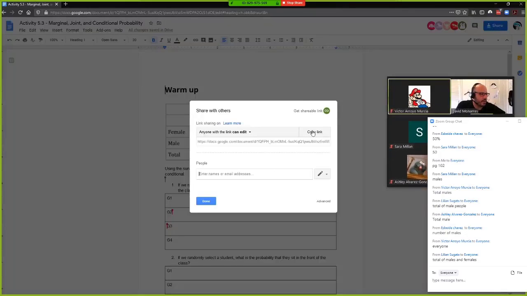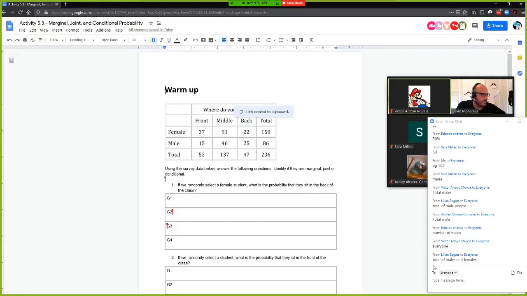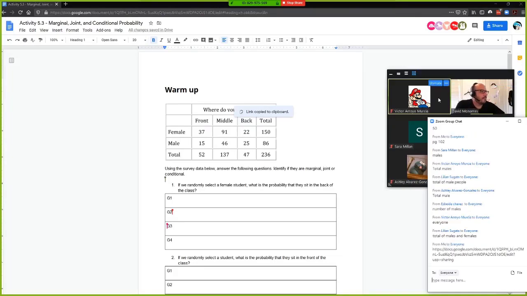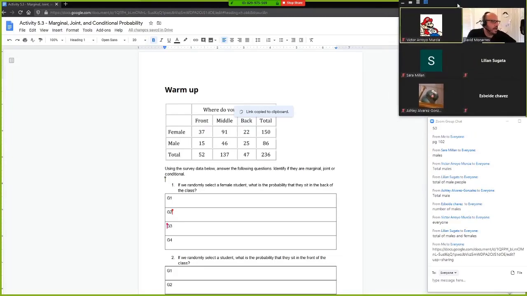It looks like almost everybody's got the link. So I'm going to put it in the chat one more time just in case you missed it. Okay? I'm going to form a couple breakout rooms, and I want you to answer these 3 questions. So get the appropriate fraction, the appropriate percentage, and then tell me whether or not you think it matches that marginal definition, that joint definition, or that conditional definition.